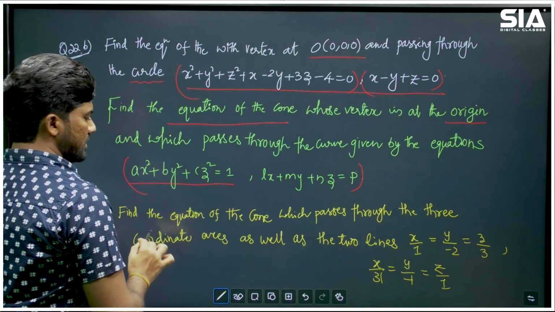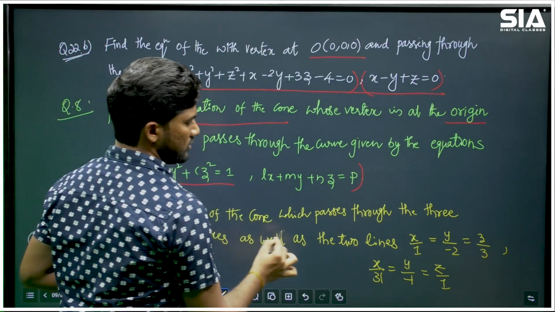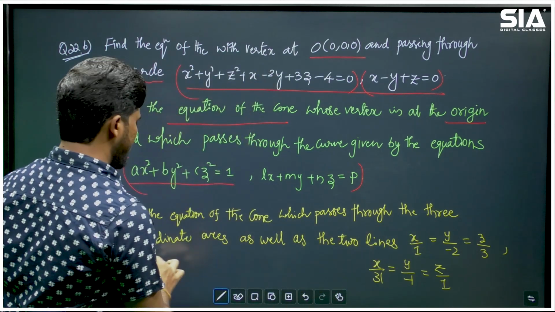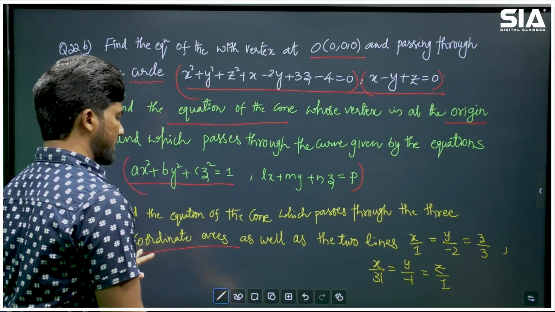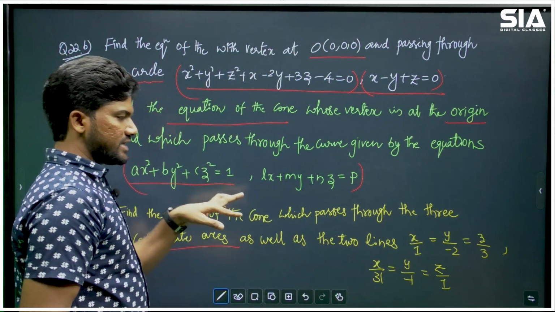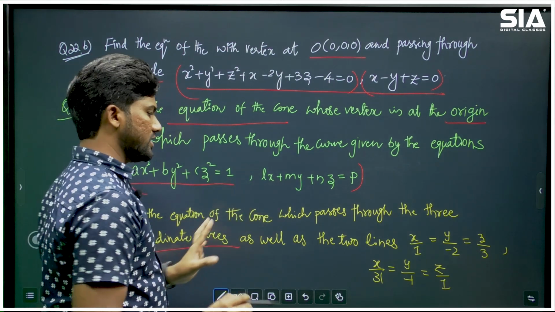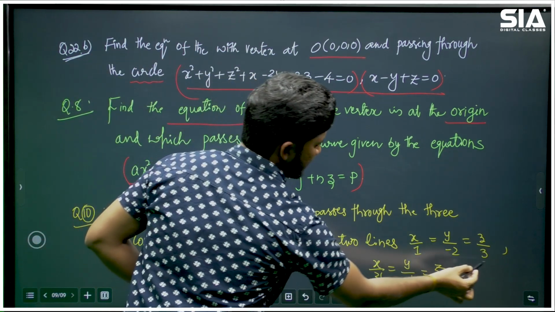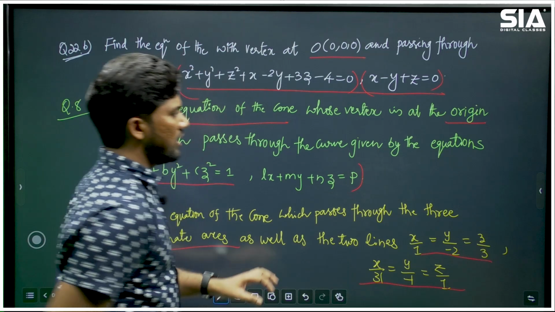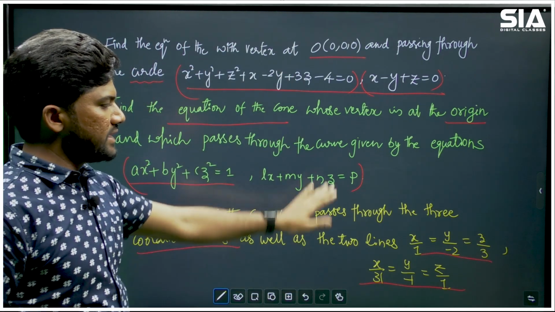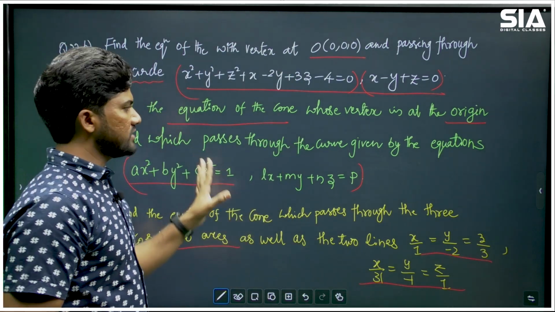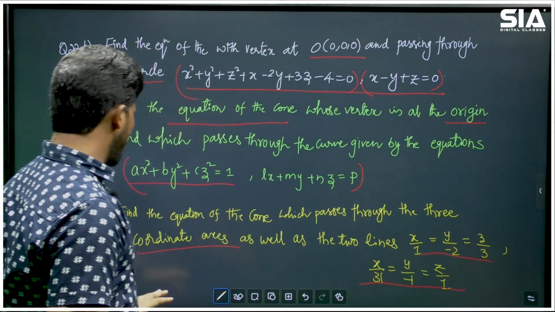And the third problem is to find the equation of the cone which passes through the 3 coordinate axes. Passing through the 3 coordinate axes means on the x axis, y and z values are 0, as well as the 2 lines. These are the 3 problems based on the same process. Once go through and solve these problems also.